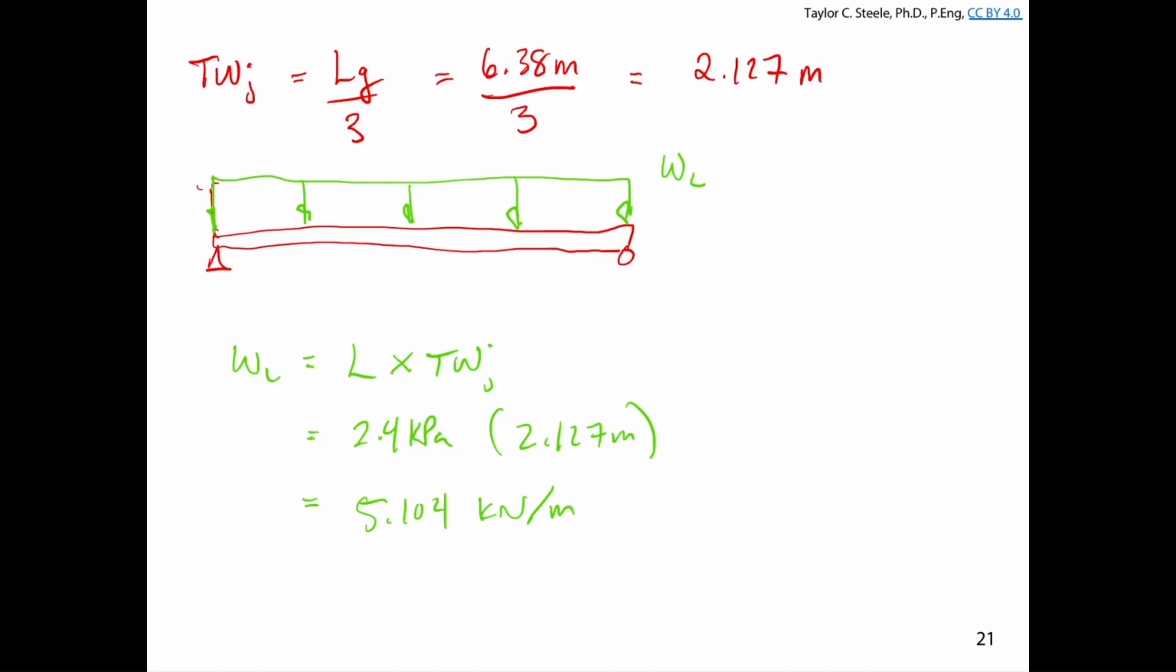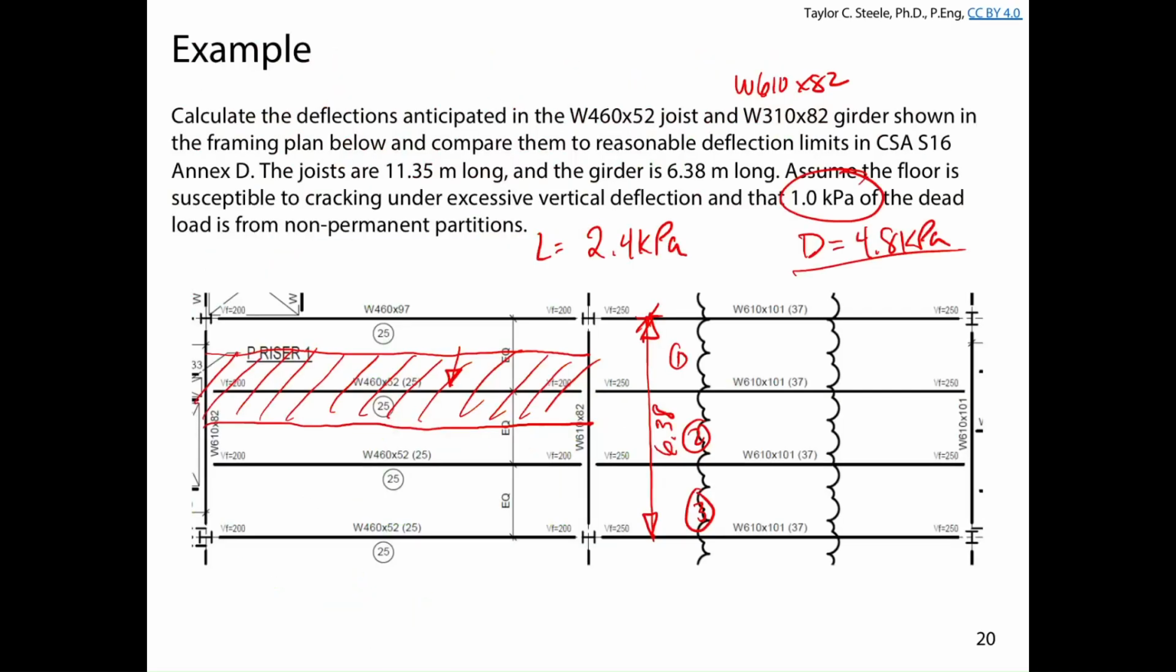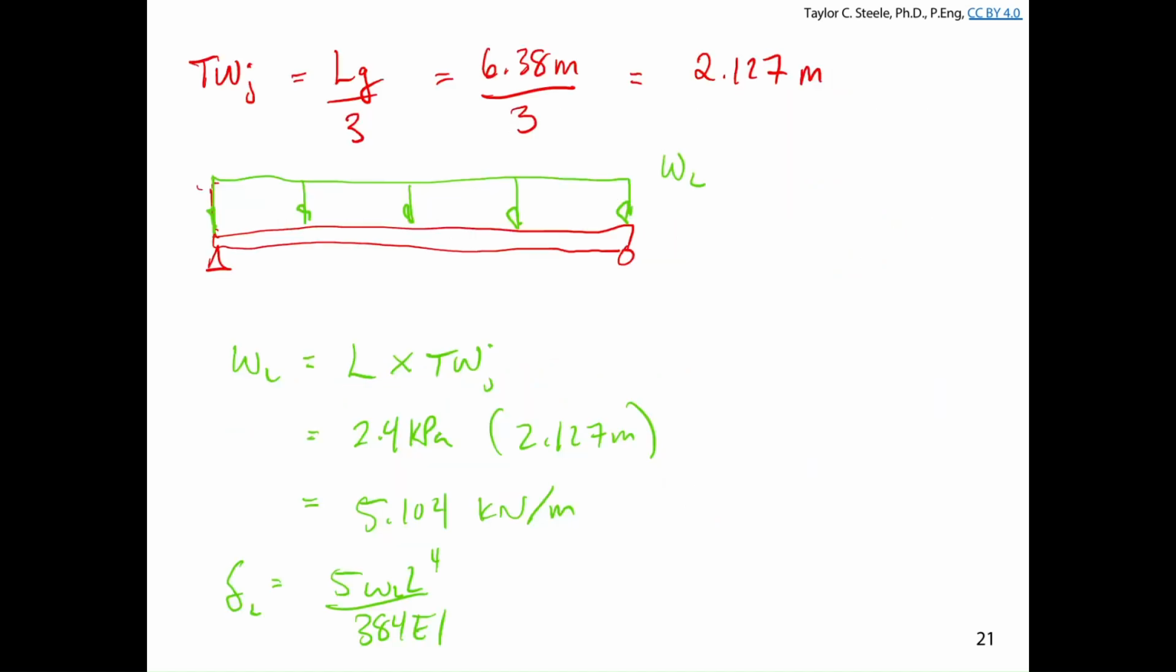Okay. So in terms of deflections, right? Delta is 5 WL to the 4th over 384 EI. I suppose I should use little delta here as the symbol. And here I care about the live load, right? I want to calculate the live load deflection for this particular loading. L is for the joist. Here we've got 11.35 meters. And the distributed live load we just calculated. The only thing we really need here is I.